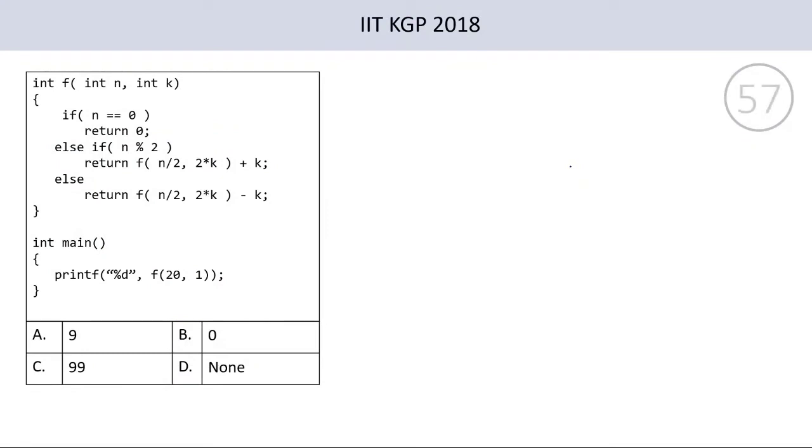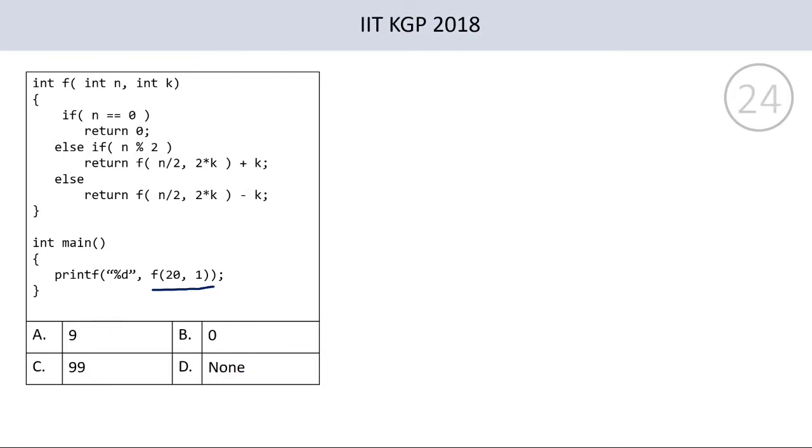You have 60 seconds of time to solve this question. So here if you see that in function main you are calling a function, inside a printf statement, with two parameters, 20 and 1, and this is the definition. That is, if n is 0 then return 0, else if n modulo 2, and so on. I'll explain that later. And then else this. Either the answer will be 9 or 0 or 99 or none. Fine, so you have to find out what will be the answer.